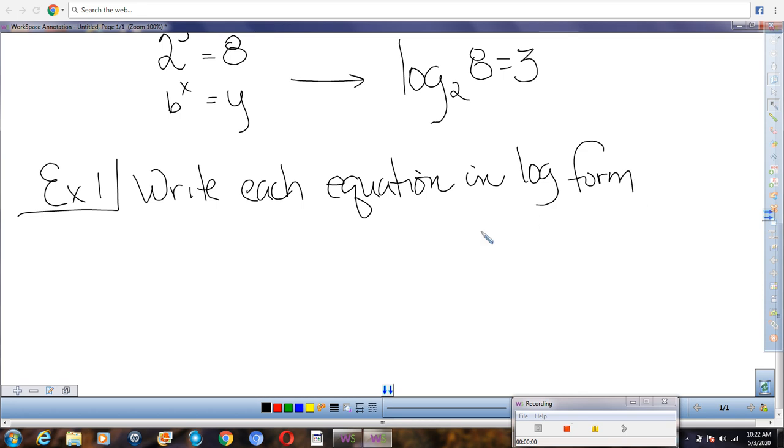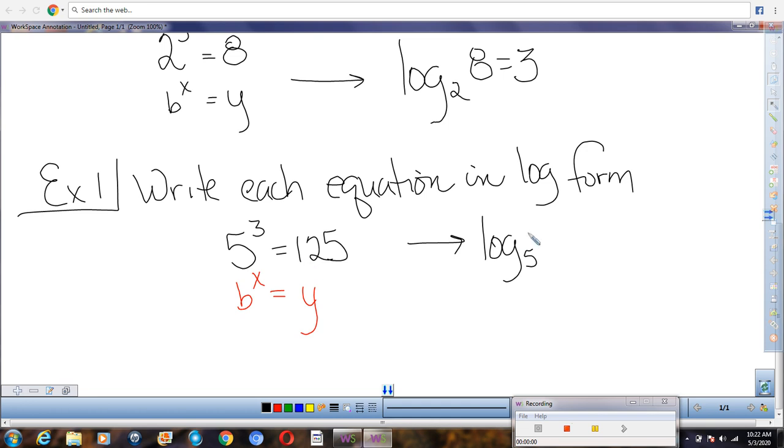All right. So let's start off with some basic ones. This is exactly what the first problems on your worksheet will look like. So let's say I have 5 to the third equals 125. I want to rewrite this in log form. Again, I want to remind you, this is our b, the exponent is always x, and this equals our y. So putting this in log form, we have log. The base is b, which in this case is 5. Our y value is 125, and this equals 3, the exponent.